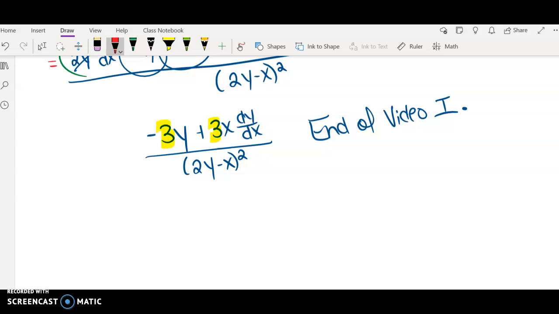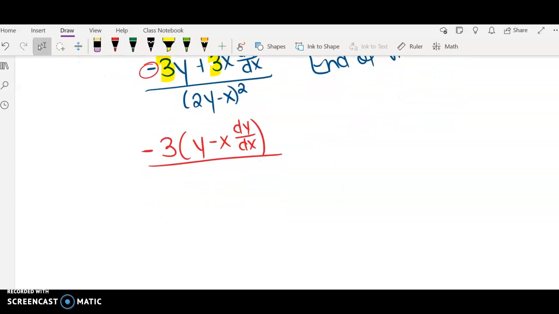I do this because I have a negative out front. That first term is negative. So I'm going to factor out that -3, and that would leave me with y minus x dy over dx. Then my denominator will stay the same. I'm not changing that whatsoever.